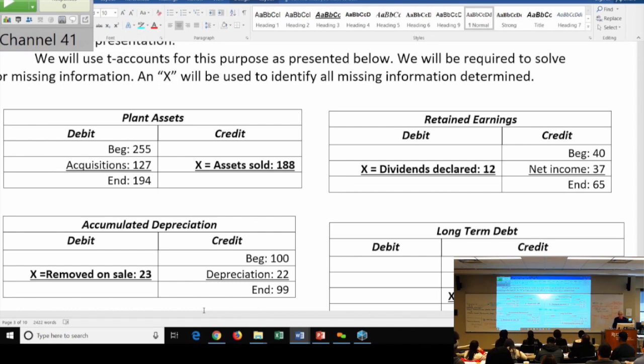Retained earnings started at 40, ended at 65. We know we have net income of 37, so dividends declared at 12. If you didn't see that on the income statement, you'd have to back into that. That's what balances that account. And maybe you want to see what would have happened if I didn't take the dividends out. My balance would be what, 77. So the dividends have to come out.